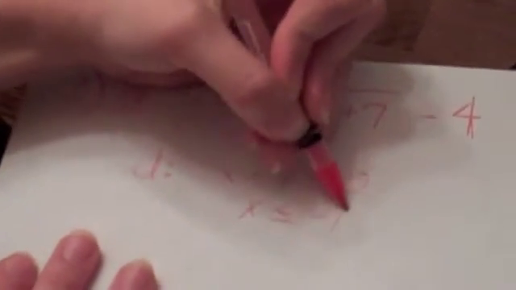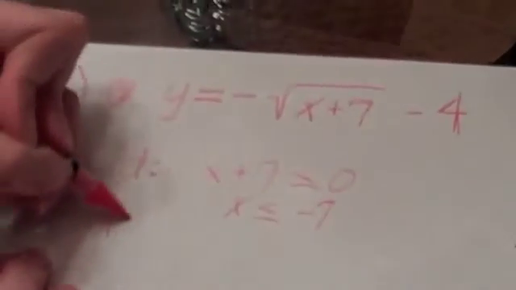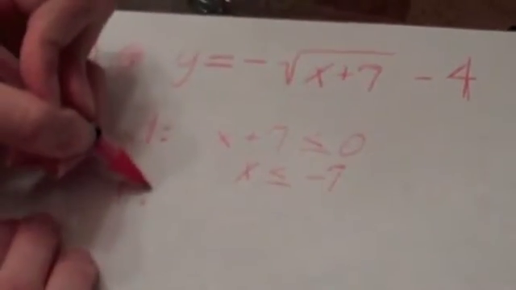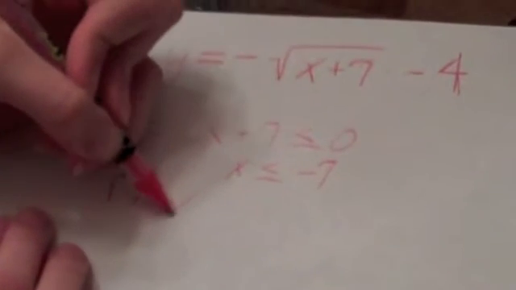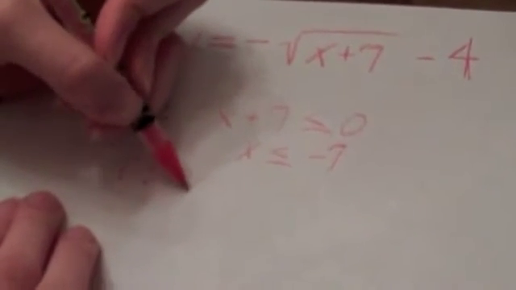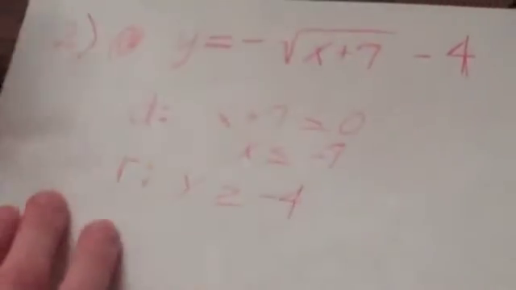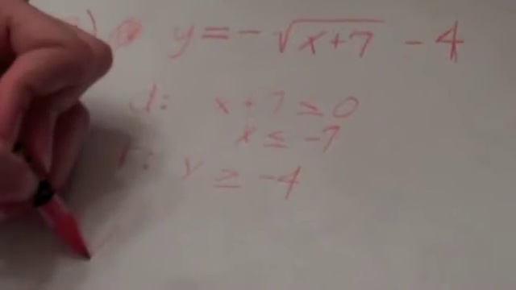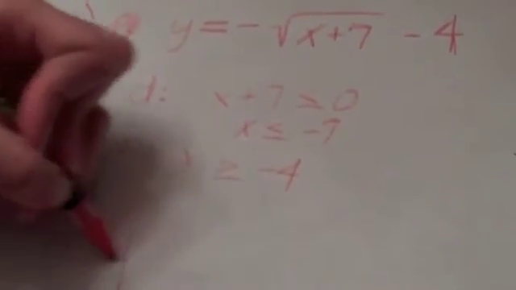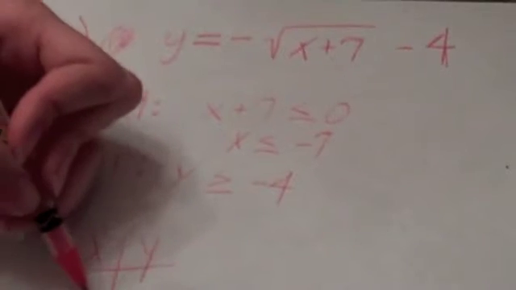Giving us x is less than or equal to negative 7. For the range, we use the negative 4 or minus 4 as seen above, giving us y is greater than or equal to negative 4. By using the 7 and negative 4 in the equation, we get our vertex of negative 7 and negative 4. And we plug in other points that fit the domain to give us 2 other points to plot on the graph.